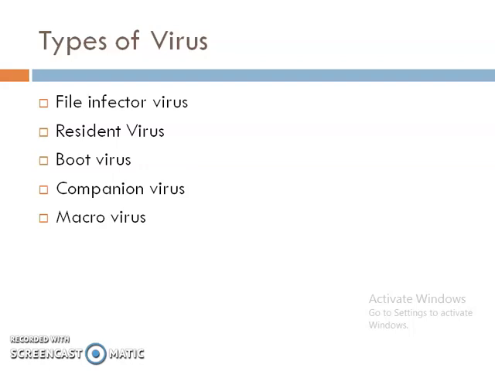Resident virus, it is loaded into RAM and stays there. Boot virus, it infects the master boot record of a hard disk drive. Okay, and it damages the hard disk drive. Companion virus, it adds a program to the operating system, a malicious copycat version of a legitimate program. For example, notepad.com is malicious programming code that is added alongside notepad.exe, which is the authentic code. So when the user types notepad in the command prompt, then Windows executes notepad.com instead of notepad.exe.